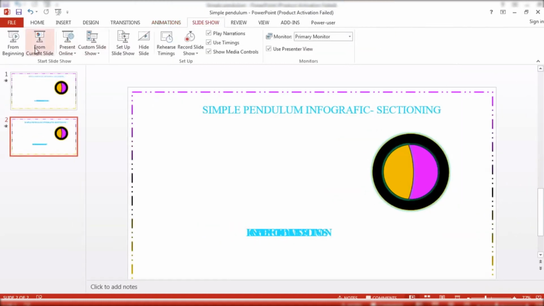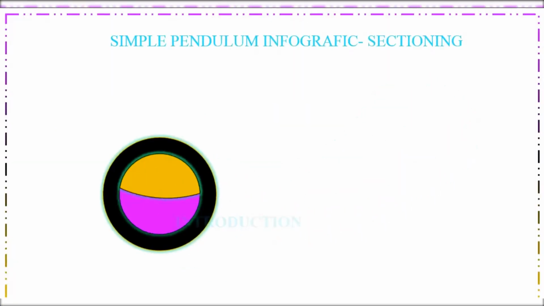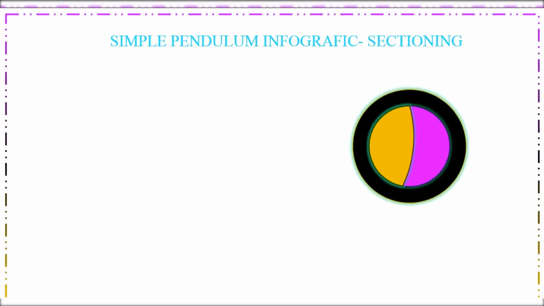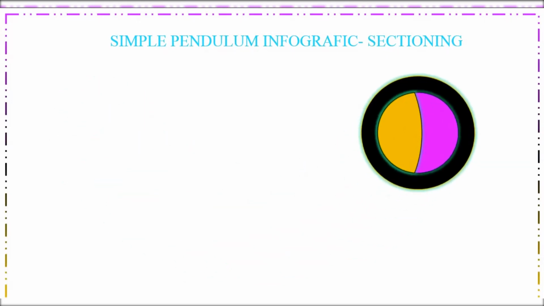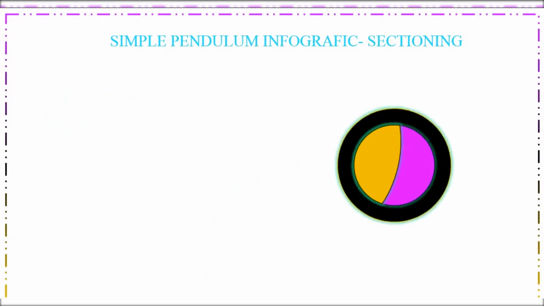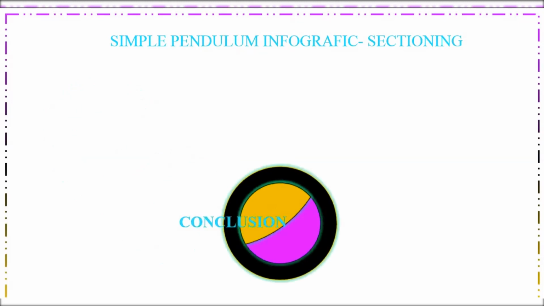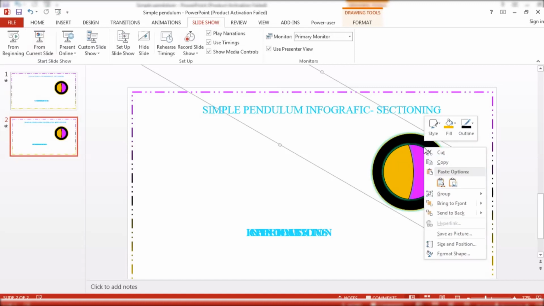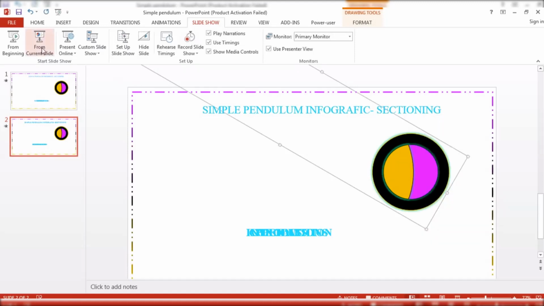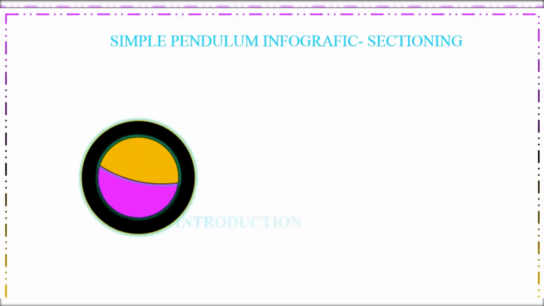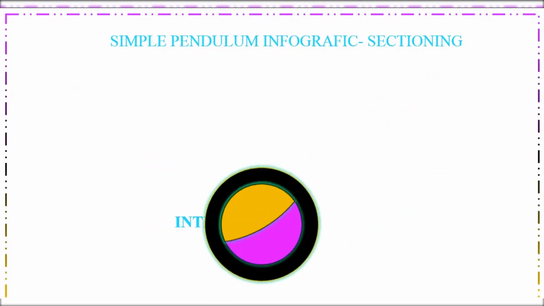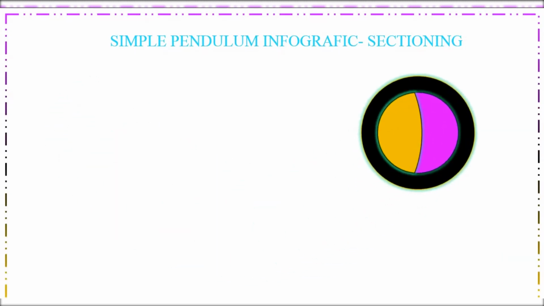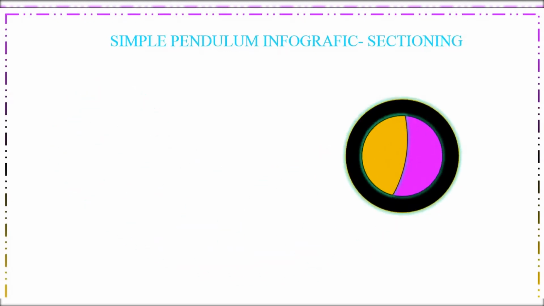From current slide. Now it's perfect. Introduction will appear, then now disappear, then details will appear and then disappear, then applications, then the conclusion. Now what we need to do here is just click on the simple pendulum, bring it to the front. Okay, now current slide is introduction. Now it will disappear, then details. This is the way how to do simple pendulum infographic. Hope you like it.